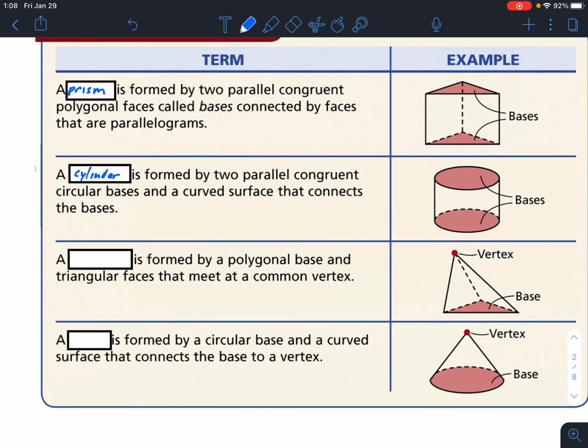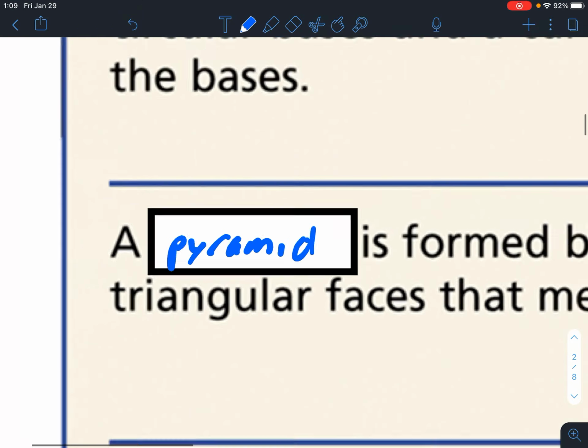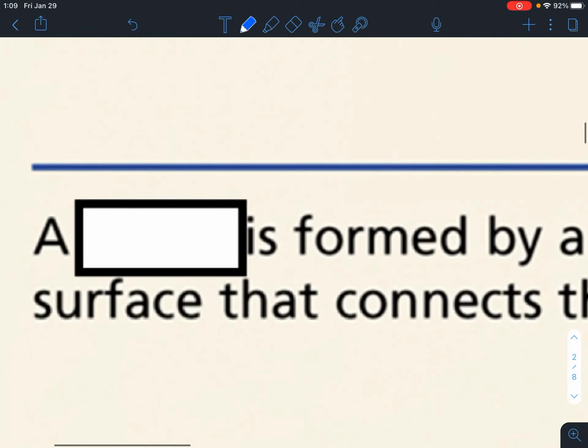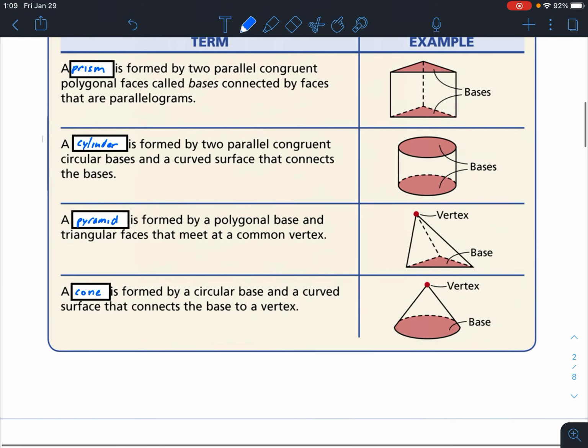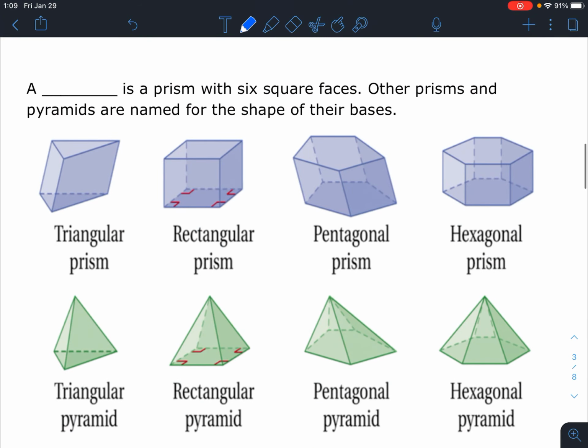The third one there, it's a polygonal base, so any polygon is a base, and triangular faces that meet at a vertex. This is called a pyramid. And the last one for now is a circular base and a curved surface that connects to a vertex. So this is kind of like a circular pyramid. Oh, it's a special name called a cone. So we need to be able to recognize those kinds of shapes almost instantaneously so we can know how to find their surface areas and volumes.